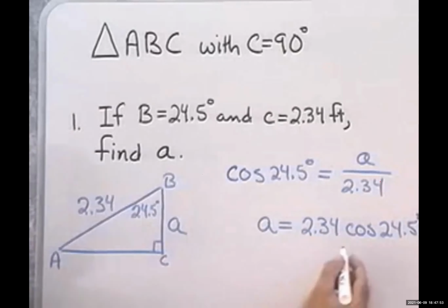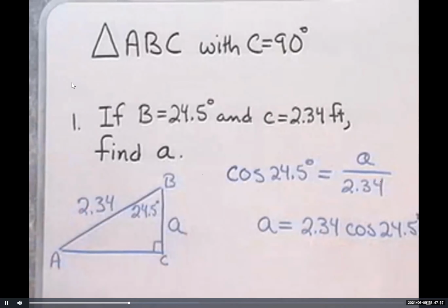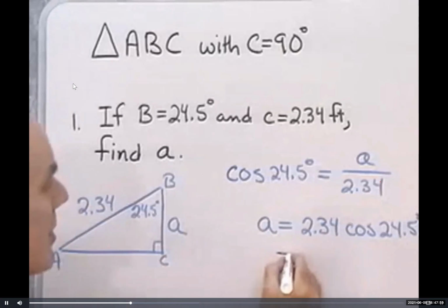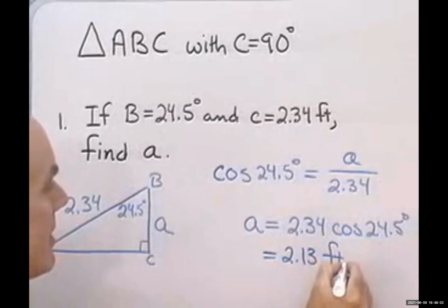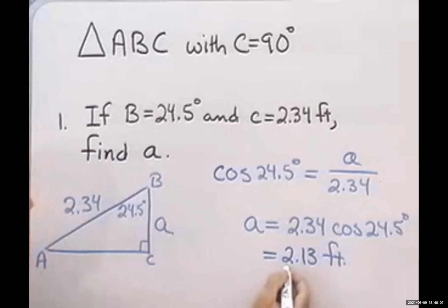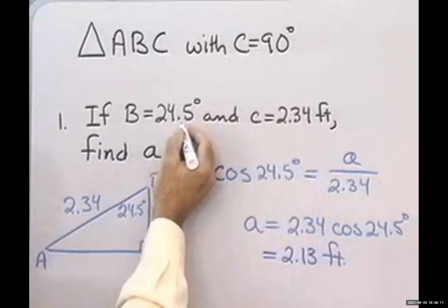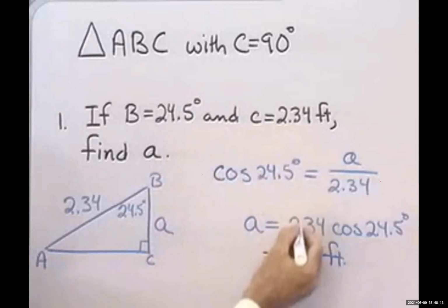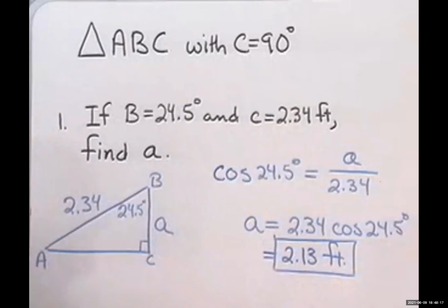On a calculator, I look up the cosine of 24.5, I multiply by 2.34, and the result comes out 2.13. I'm putting my units, feet. I round to the nearest hundredth, so I have three significant figures here because my original side had three significant figures and my angle is to the nearest tenth. So following my rule for significant figures, that side comes out to be 2.13.